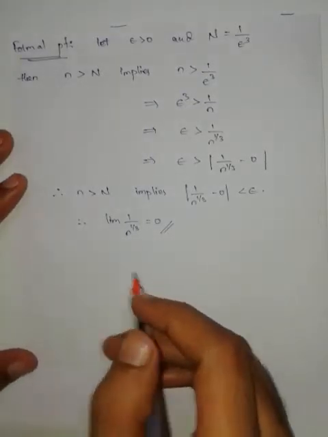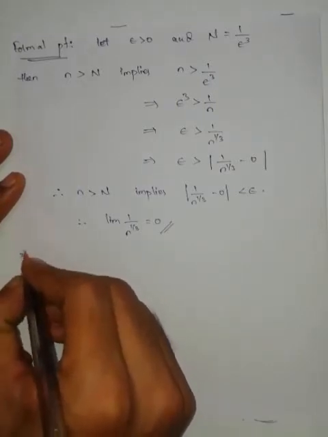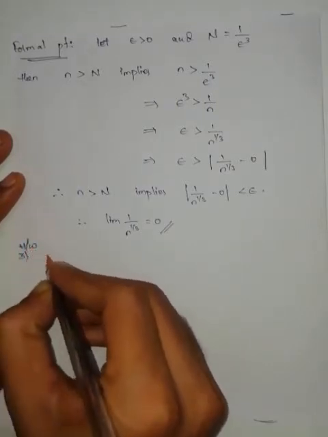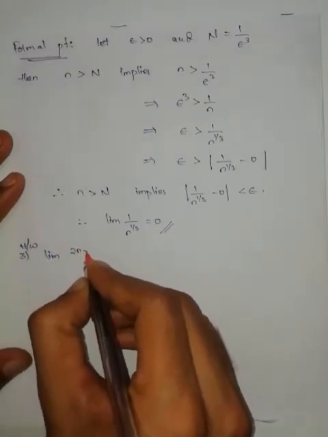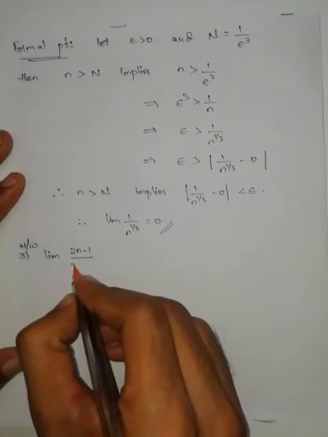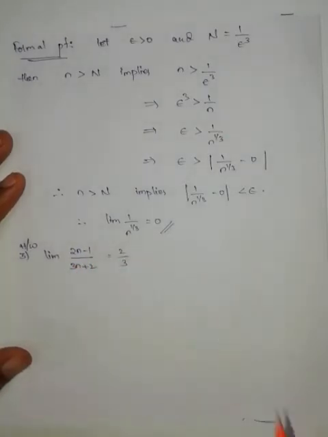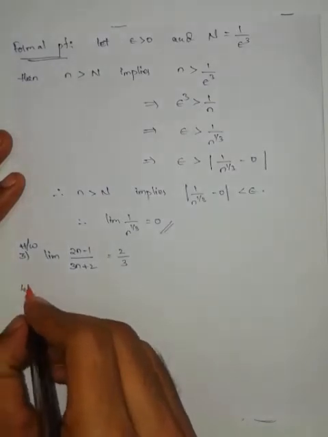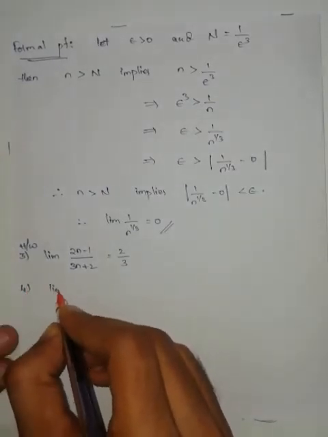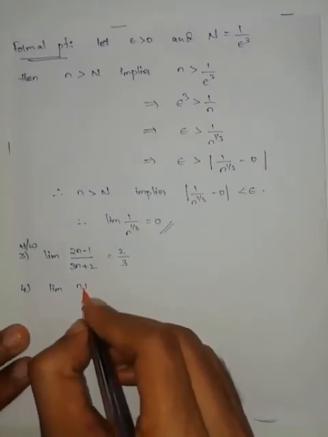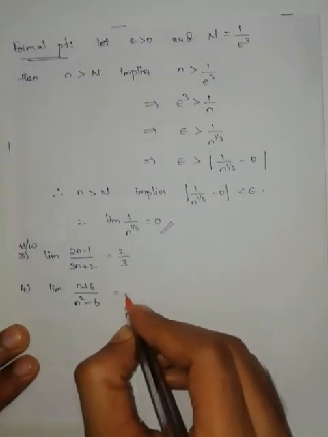Now similarly do this one as homework. Prove that limit of (2n minus 1) by (3n plus 2) is equal to 2 by 3. Fourth one, limit of (n plus 6) by (n square minus 6) is equal to 0.